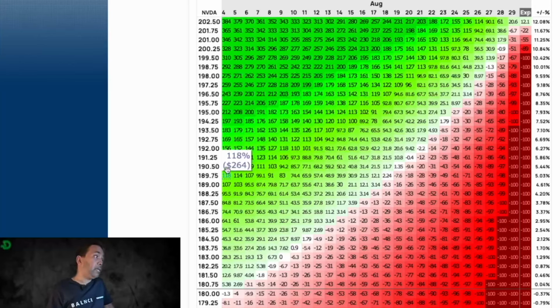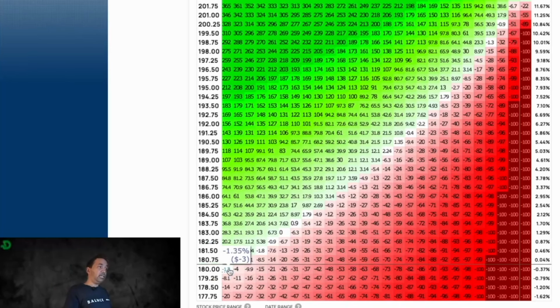That's the scenario that you can check here, right? Now the opposite side, let's say Nvidia goes down to, let's say, 177. So how much money are you going to lose? You're going to lose $45, provided you close the contract.